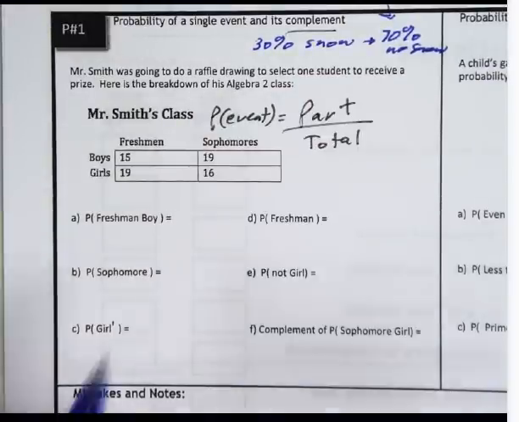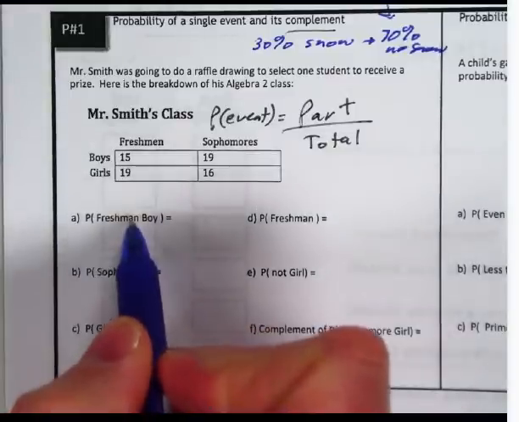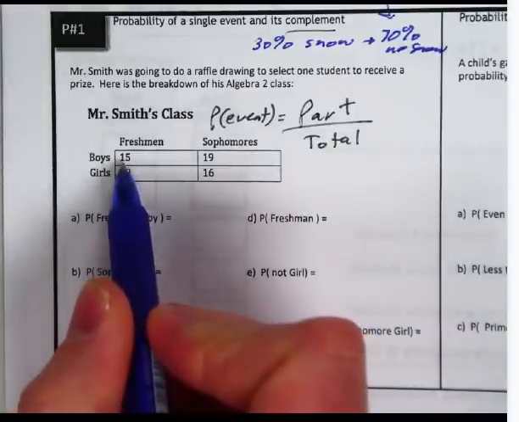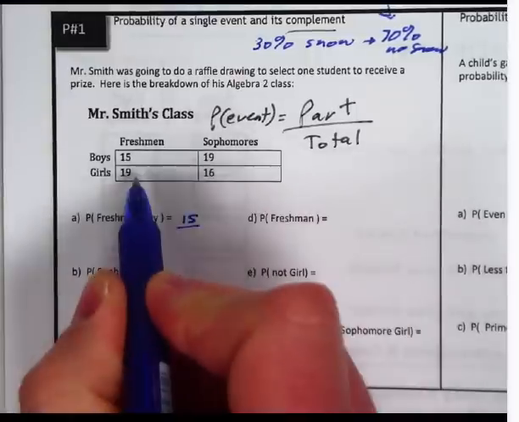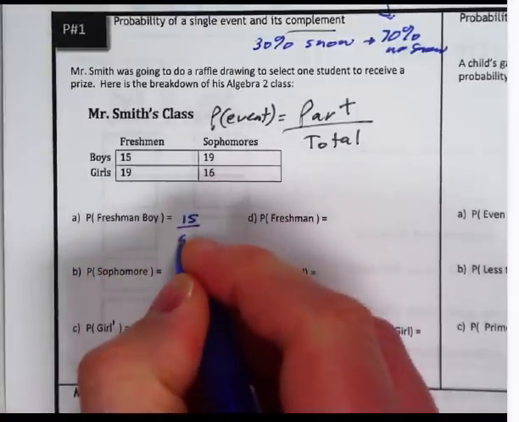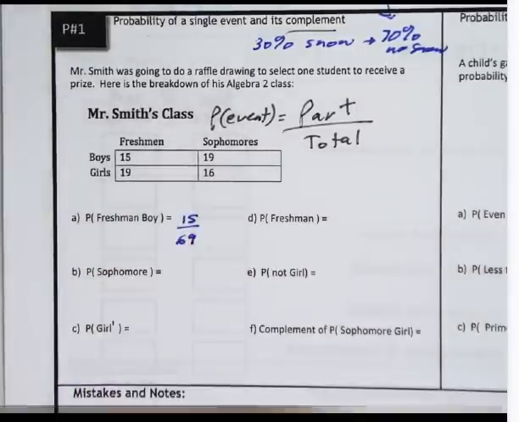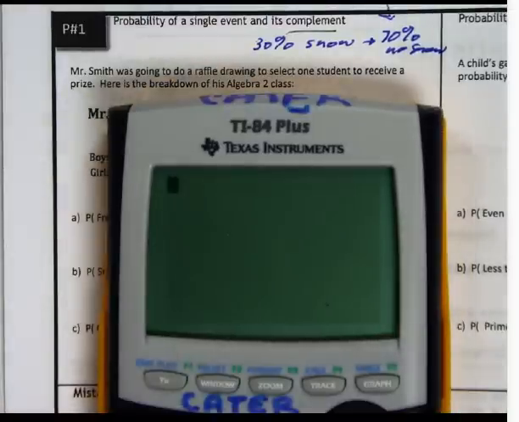All right, so let's take a look at a data table. We're going to need some totals here. Totals are going to become important because that allows us to figure out exactly what part of the total we're looking at. So probability that you're a freshman boy, well, the freshman boys are in this box right here. It's 15. That's the part. So it's 15 out of, if we add all of these numbers up in this data table, that is 15 over 69.